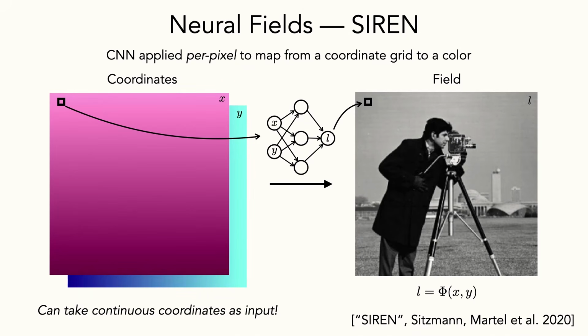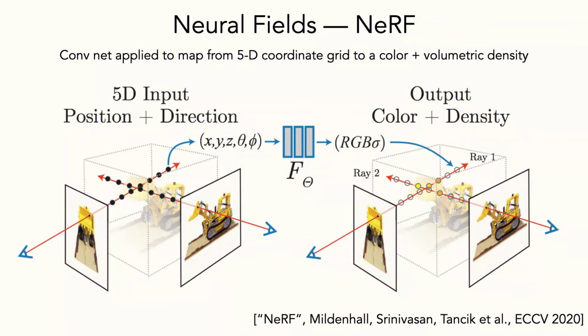And this kind of idea is the fundamental underpinning of quite a popular architecture recently called NeRF, which is essentially a convolutional network applied to a map from a 5-dimensional coordinate grid, which is about position and direction of the camera relative to the scene. And then it gives you an output of color and volumetric density. And this allows us to actually generate what that same object would look like from different positions than what was in the original training data.